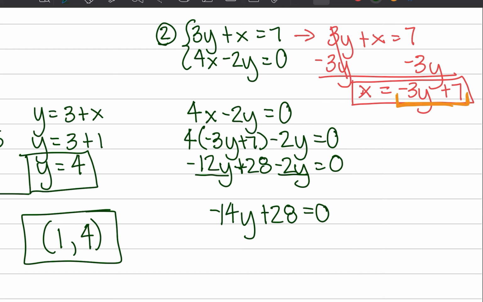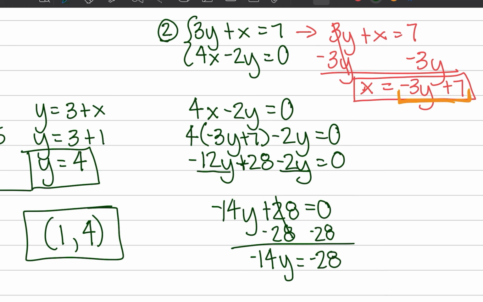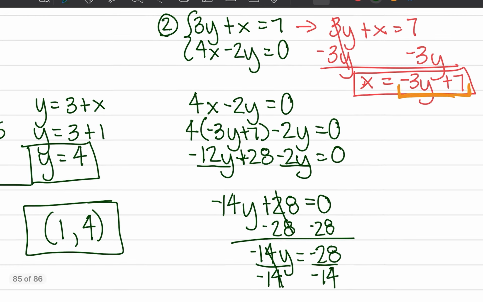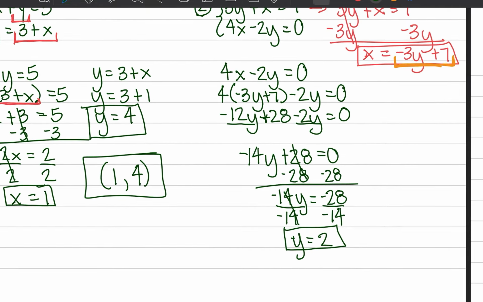And then we're going to go ahead and solve for y. So I'm going to subtract 28 from both sides to isolate the y term. And then I'm going to divide by negative 14 on both sides. And when we do that, we get y is equal to 2. So that is our y value for our ordered pair.